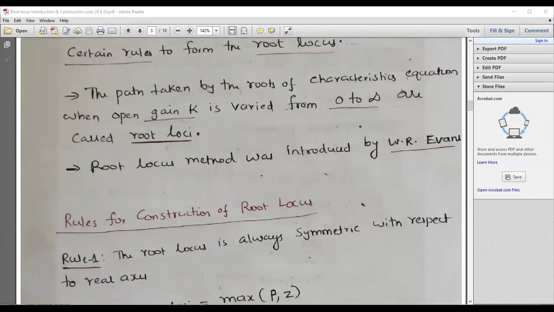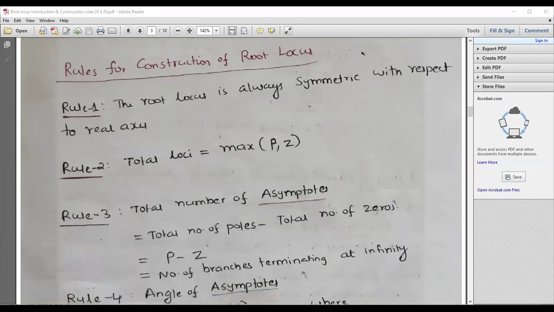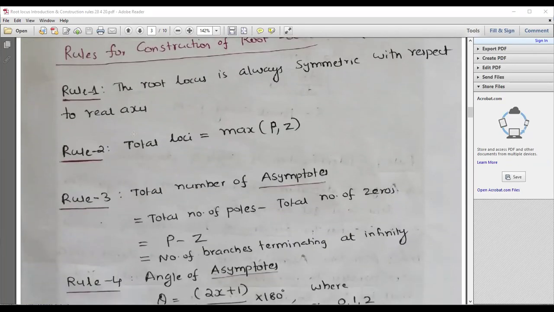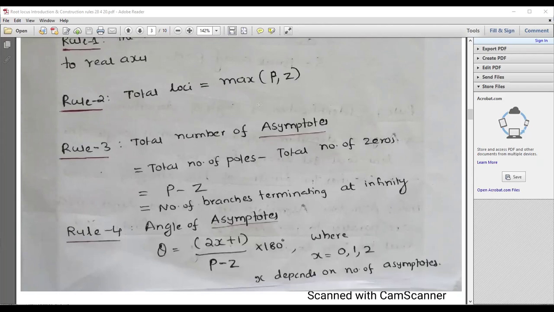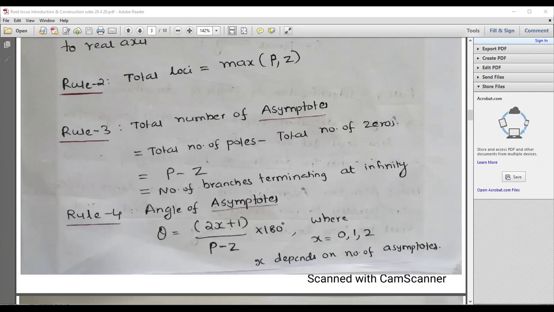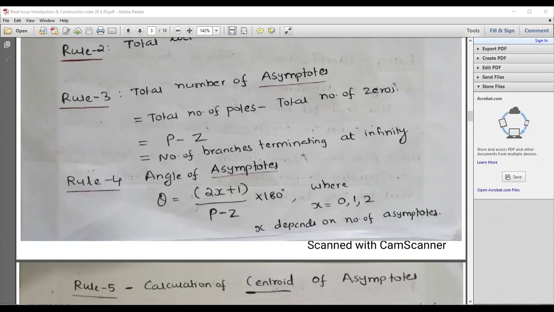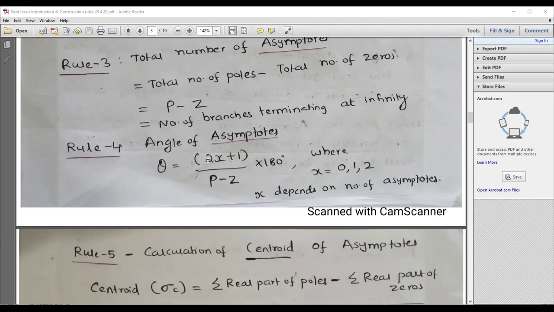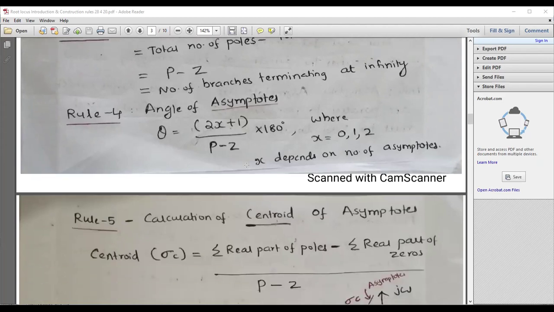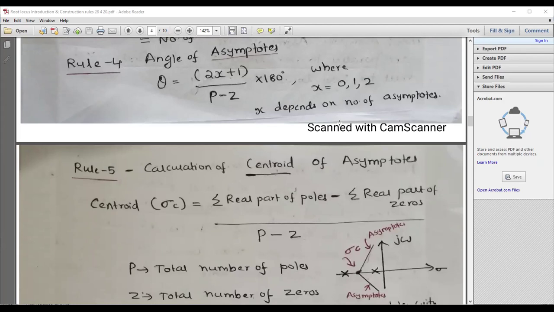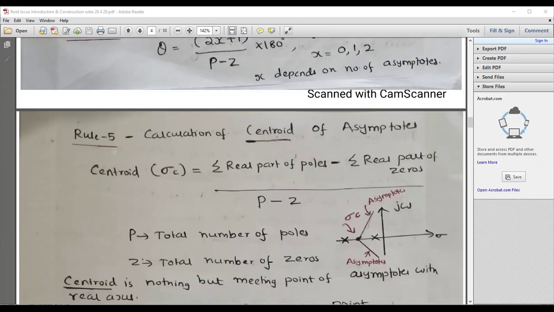Please go through this particular definition. Who developed the root locus? The rules: the first rule is that the root locus is always symmetrical with respect to the real axis. How to calculate the total loci? Maximum of poles, zeros. Total number of asymptotes is p minus z. How to calculate the angle of asymptote? Use the formula (2q plus 1) by (p minus z) into 180 degrees, where q is equal to 0, 1, 2, 3 and so on.